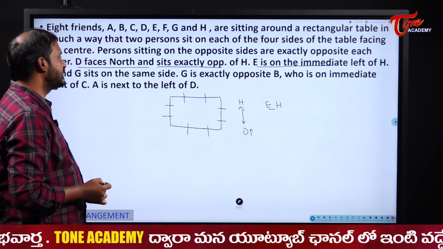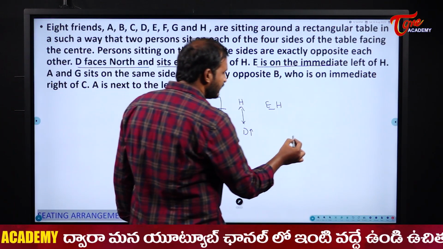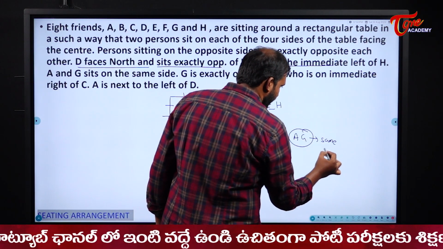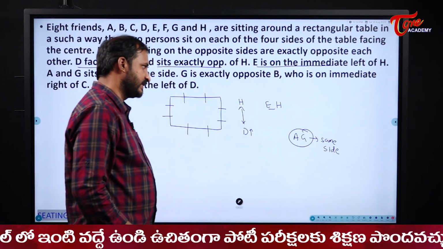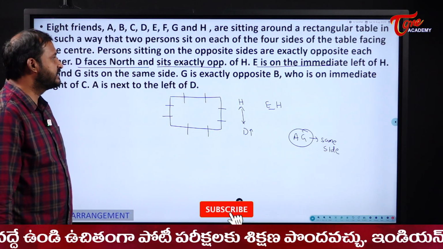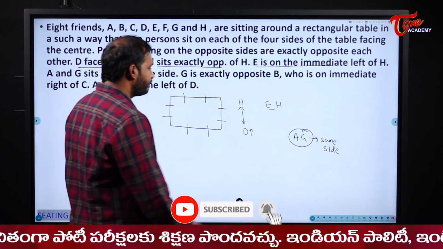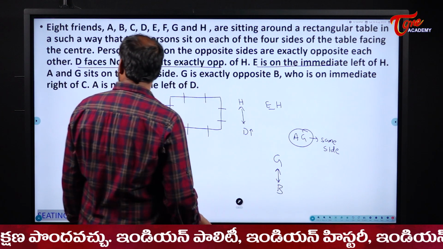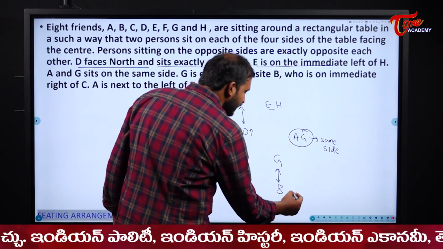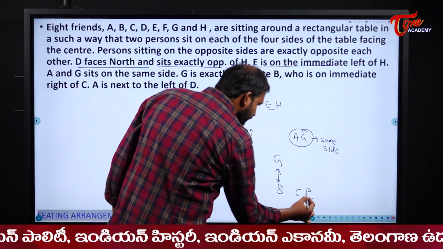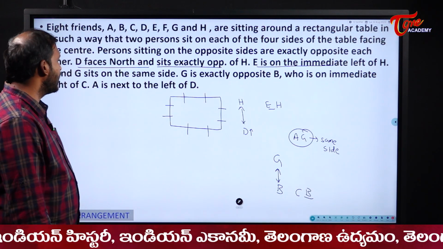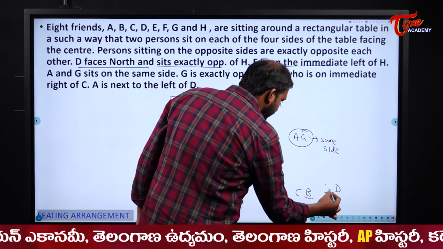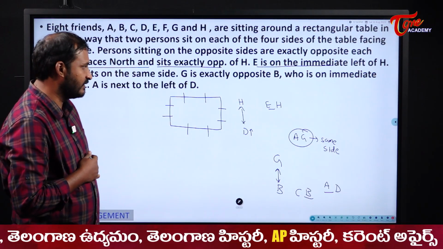A and G sit on the same side. Okay. It is very clear that A, G are neighbors, same side. Next, G is exactly opposite of B. Who is on the immediate right of C? That means B is to the immediate right of C. A is next to the left of D. If I have D, to its left I will have A. This is the arrangement they have given for me.